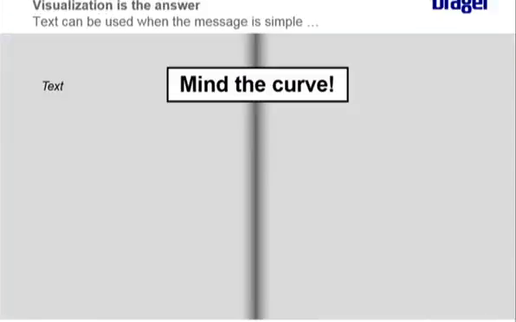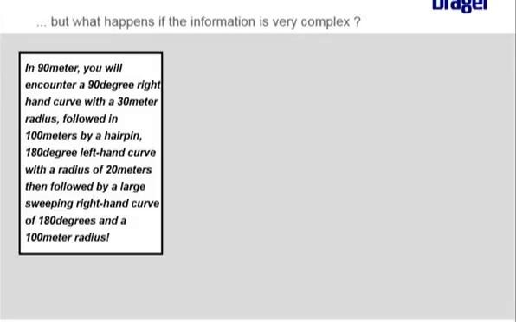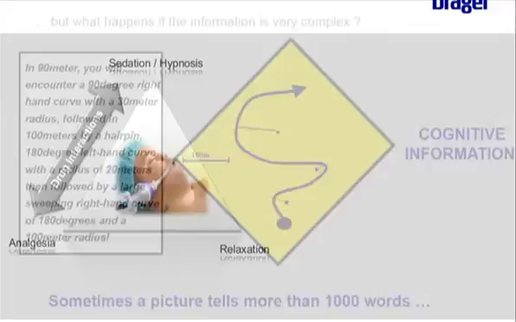Mind the curve: if you have this notice, it's very easy to understand, and if you have this icon as well, they match together. The gap between understanding the first one or the second one is very small. But when you have such information and such a notice, to digest this is very difficult, and you see how many words we have to read. If you have this icon, it gives you exactly the same information as the notice on the left side, and this is what we call cognitive information, because our brain is built like this.